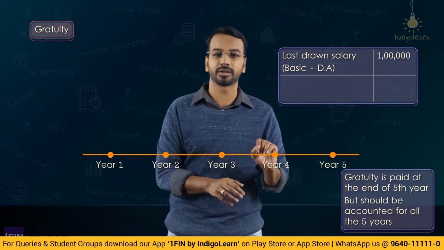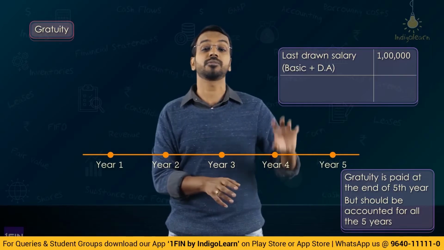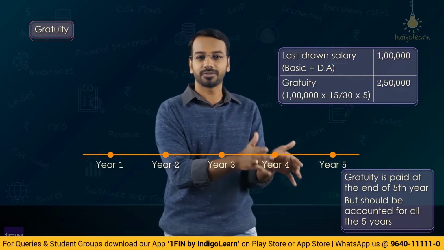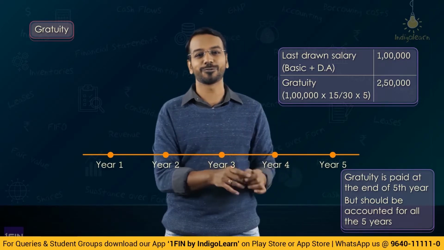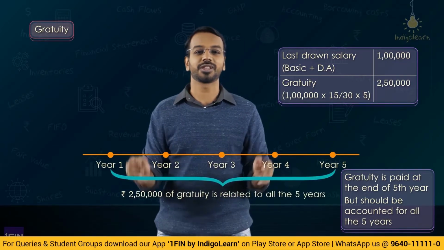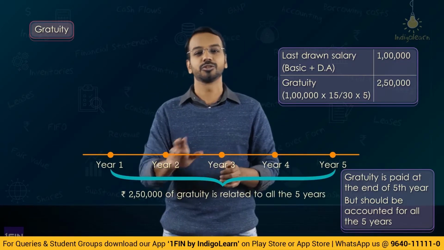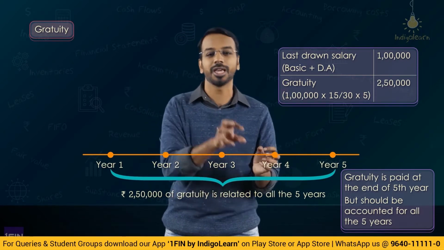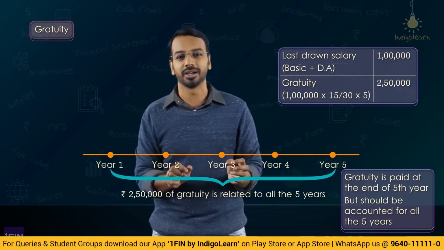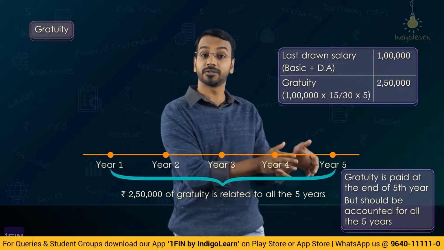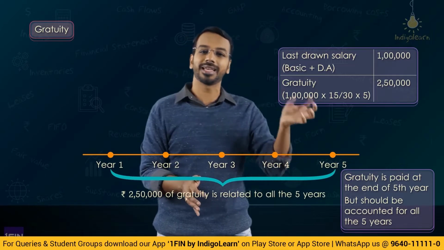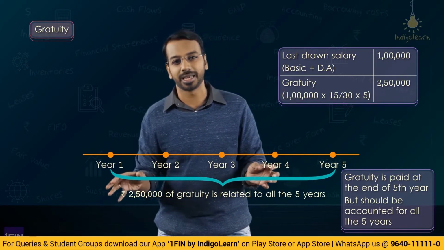So, 50,000 is entitlement. 50,000 for 5 years becomes 2,50,000. At the end of year 5, I am entitled to 2,50,000, but this 2,50,000 pertains to the 5 years of service that I provided to the company. So what we need to do is account for this 2,50,000 of expense appropriately in each of these years. I am not saying 50, 50, 50, 50, 50 each year. That's not what I am saying. But this 2,50,000 which is paid at the end of 5 years has to be appropriately accounted.